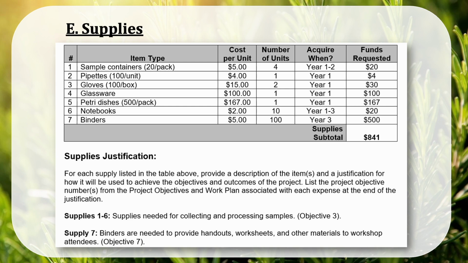Below the table is a brief justification explaining why the supplies are needed and are directly related to the project objectives. A more detailed explanation than what is provided here may be needed depending on the supply requested. Please note that you may group the justification for supplies if they are to be used for the same activity and same objective, as seen here with supplies 1 through 6.